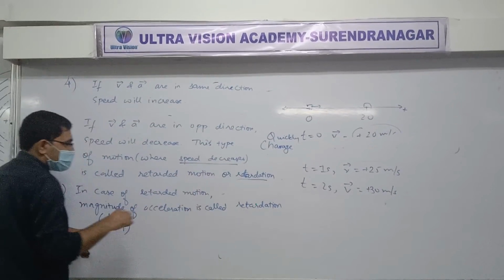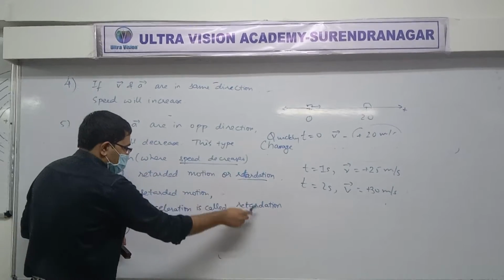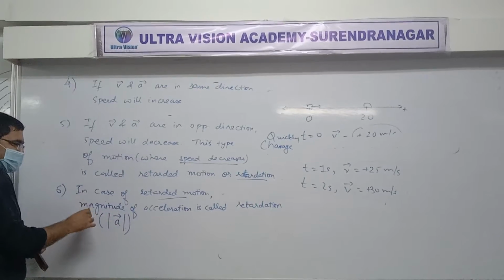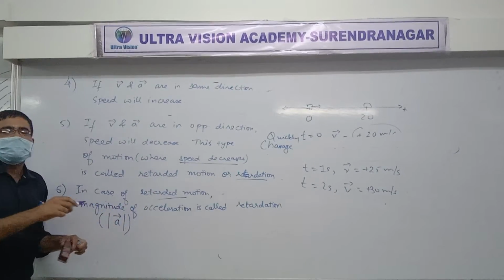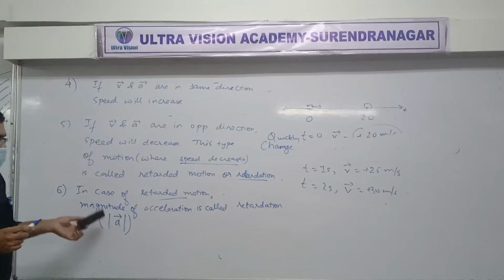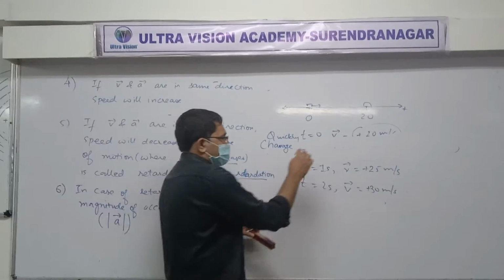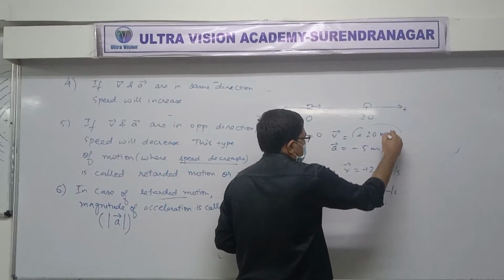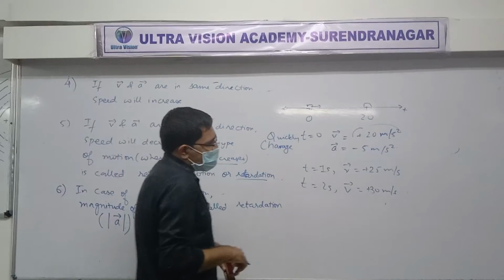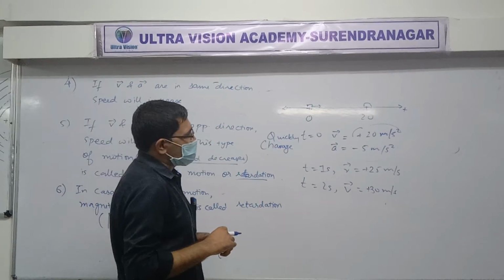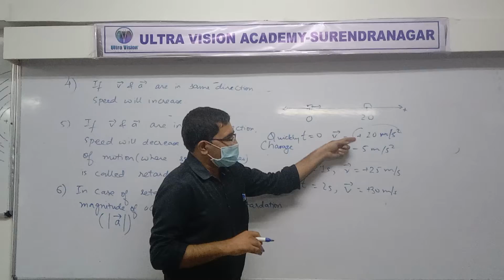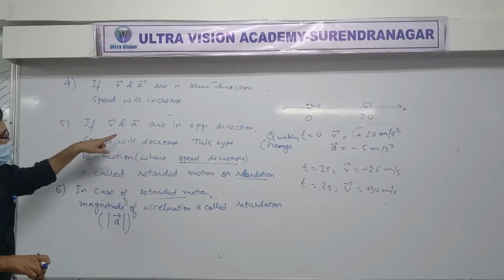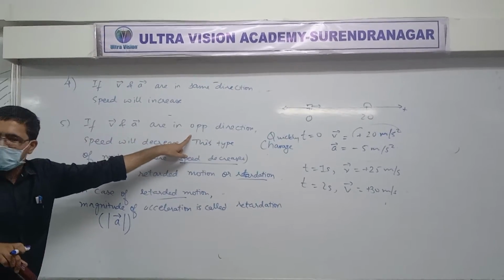But another meaning of the same English word is this: if there is retarded motion, then the magnitude of acceleration is also called retardation. Okay, the magnitude of acceleration is also called retardation. Let's just take an example. Suppose it was like this. If I ask you in this case, is it retarded motion or not retarded motion? Plus 20, minus 5, retarded motion or not? Retarded motion. Obviously, this condition is true. Yes or no?